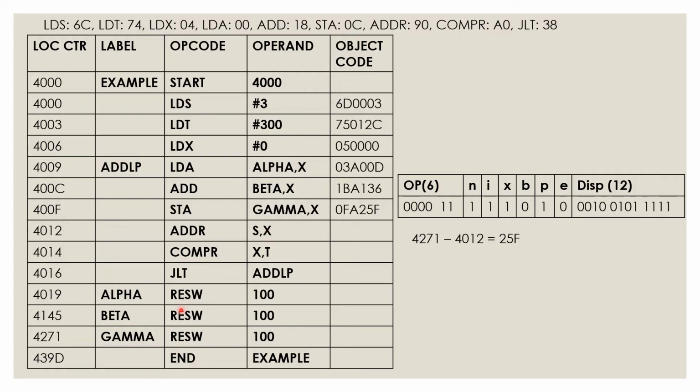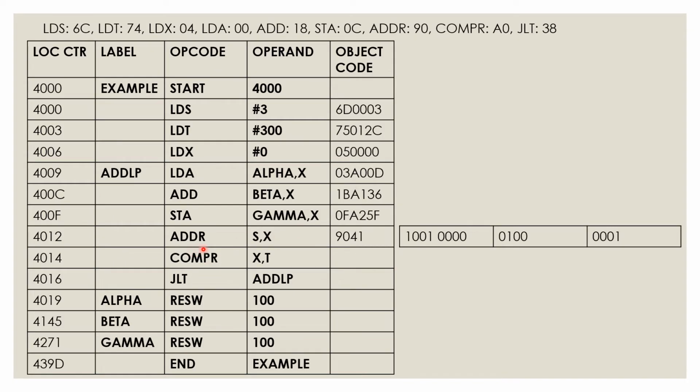Making use of the formula, value of gamma is 4271 minus 4012, we get the value as 25F and we'll write it in displacement. So value of 2 is 0010 and value of 5 is 0101 and value of F is 1111. By grouping the first 4 bits 0, we get the value as 0 and the next 4 bits 1111, we get the value as F and the next 4 bits 1010, we get it as value A and the next 4 bits the value 2 and the next 4 bits we get the value as 5 and the last 4 bits we get the value as F.